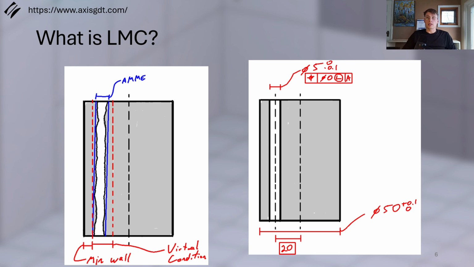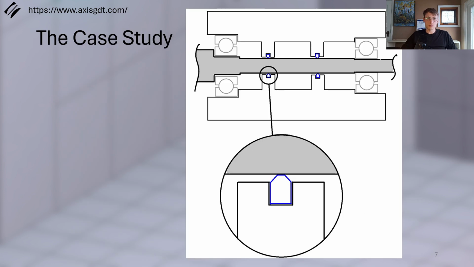And with that out of the way, let's look at how I used LMC in this case study I'm going to be talking about. So what we had was a housing and a rotating shaft running through the middle of it, and there were seals on either side of this cavity, and bearings were supporting the shaft. Some sort of fluid was running through the center cavity, and the design team wanted to keep the fluid from entering the bearing cavity area. Of course, we don't want the shaft to come in contact with the sidewalls.